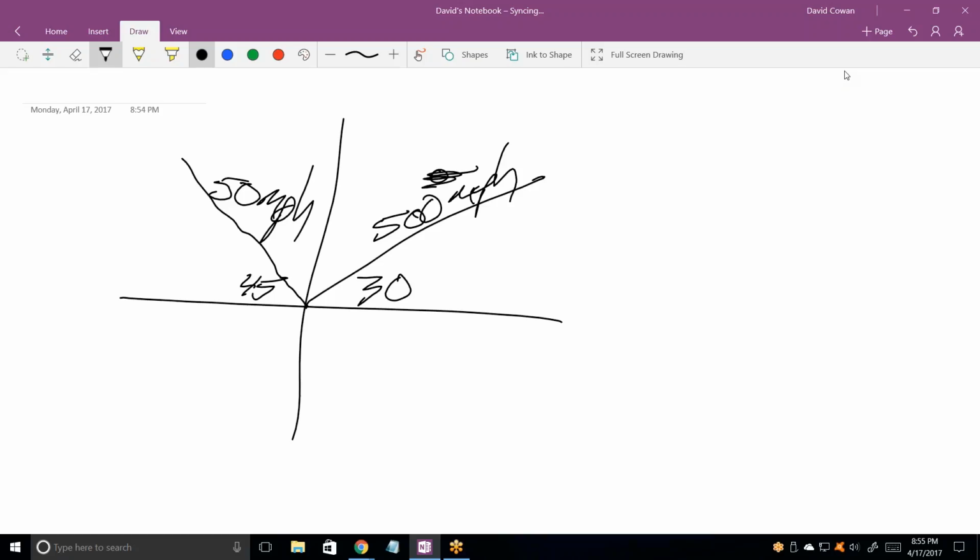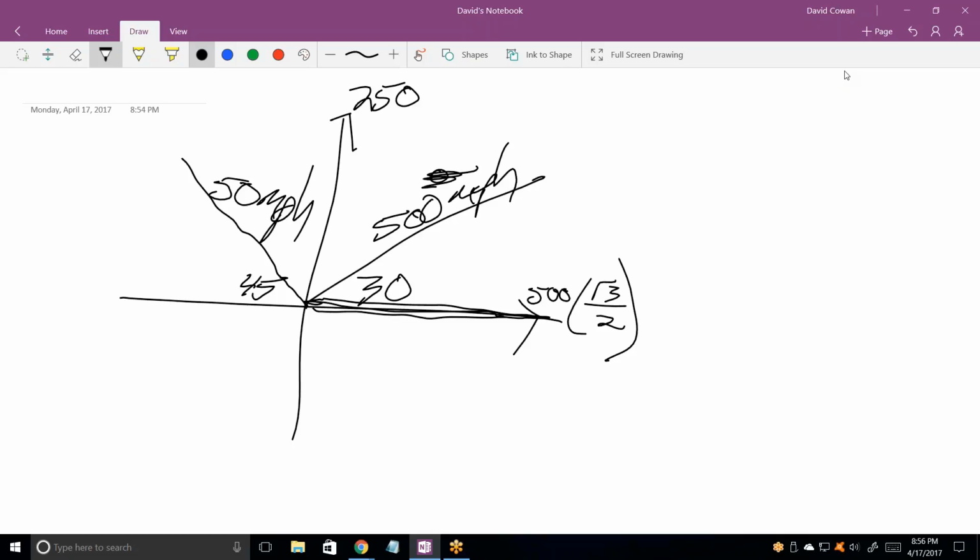Well, you break it down, first of all, into its x and y coordinates. We already figured out that the x coordinate was the cosine of 30 times 500. So it's 500 times root 3 over 2. That's its x speed in the horizontal direction. The vertical speed is 250 miles per hour because that was sine of 30 times 500.